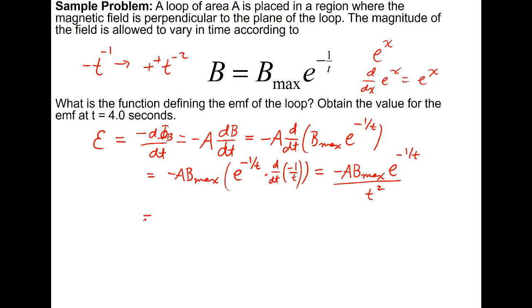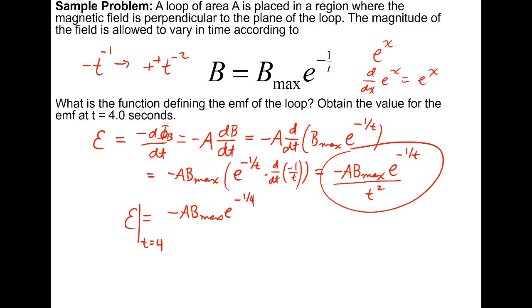Okay, that means that our EMF is going to have this function, and when we evaluate it for t equal to 4, then we're just going to have negative A B max e to the negative 1/4 divided by 16. And if we knew values for A and B max, we could plug that in and we'd be all set.